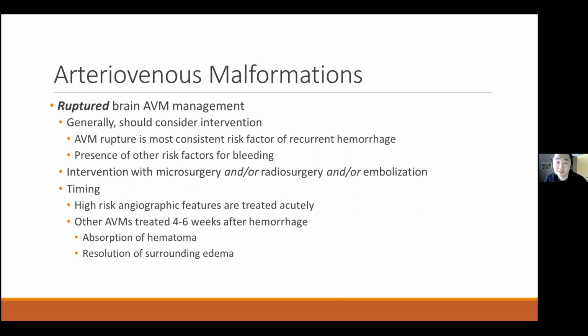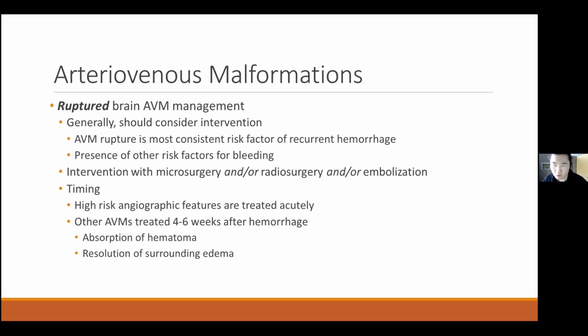The presence of other risk factors for hemorrhage, which I'll go into later, might also push you more aggressively towards early intervention. Some exceptions might be those who have, generally speaking, an unacceptable risk of surgery because of comorbidities, if they have a short expected life expectancy, or just technical considerations behind our various intervention options.